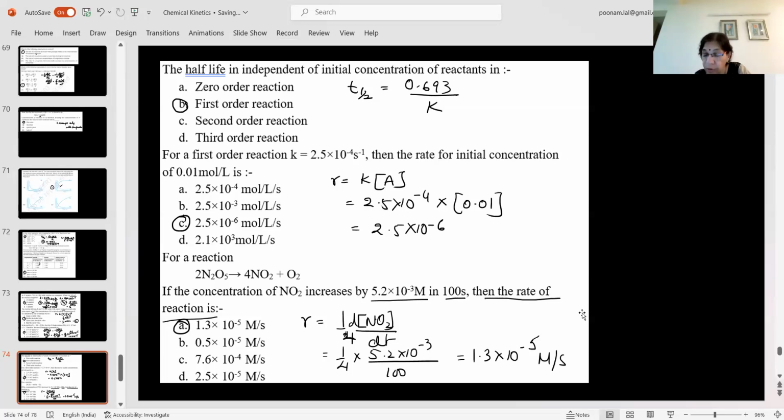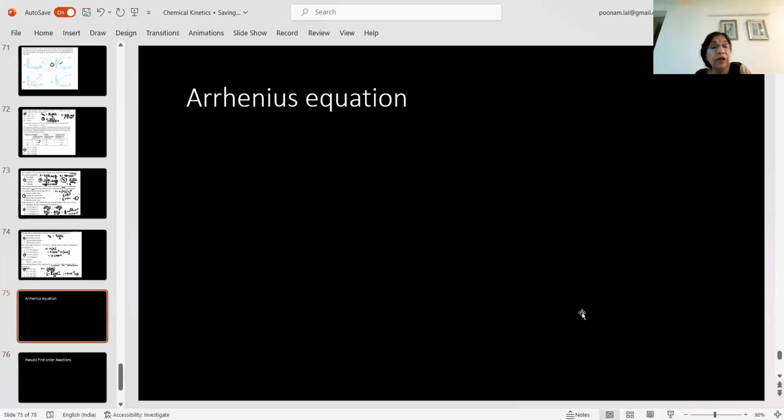Okay. Now Sanjay has to leave. So before he leaves, let me start something new. So today we are going to do this Arrhenius equation.